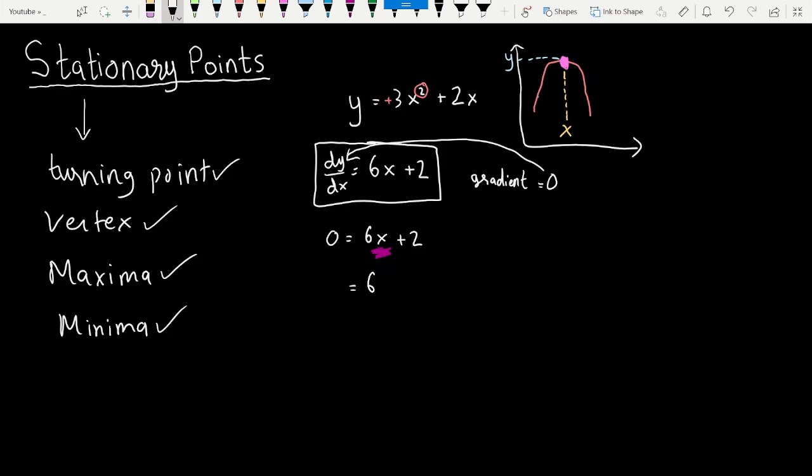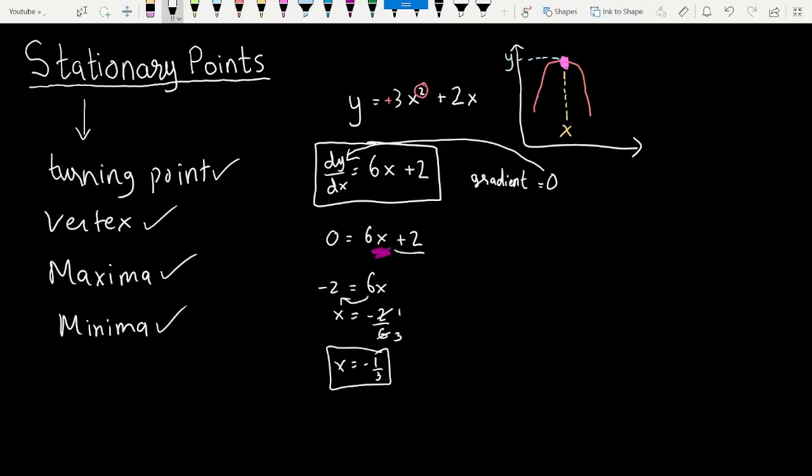So basically, this is 6x. I send this 2 over there, so it becomes a minus 2. And I basically have x. The 6 can go over there and divide, so I'm basically left with negative 2 over 6, which is going to simplify to 1 by 3. So it's going to be negative 1 by 3. So this is the x coordinate of the stationary point.